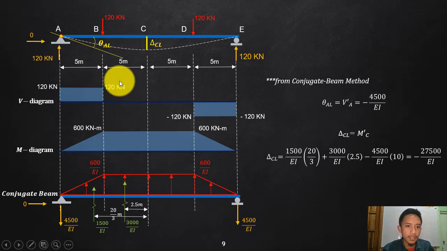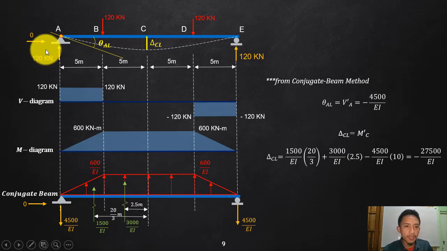Okay, so let's start. For us to draw our conjugate beam, we need to start with the reactions, of course, and then draw the V diagram or shear diagram, and then the moment diagram. Then for that moment diagram, all you need to do is divide it by EI. If your E and I are constant, then that is the same shape as the loading of your M over EI diagram.